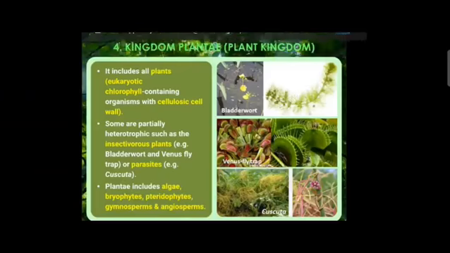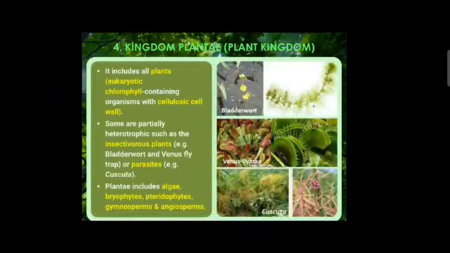For example, bladderwort and Venus flytrap. So here, as I told, they have the chlorophyll pigment, so they prepare their own food. But some plants are heterotrophic, meaning they depend on other organisms for their food. For example, the insectivorous plants.